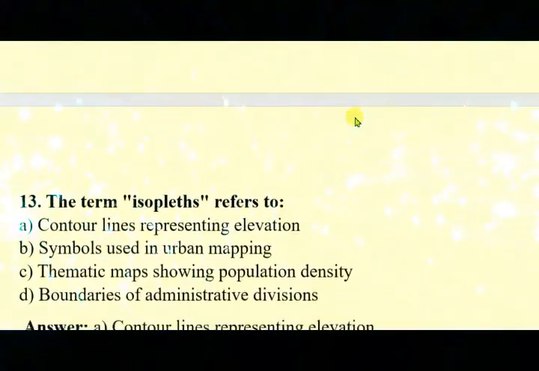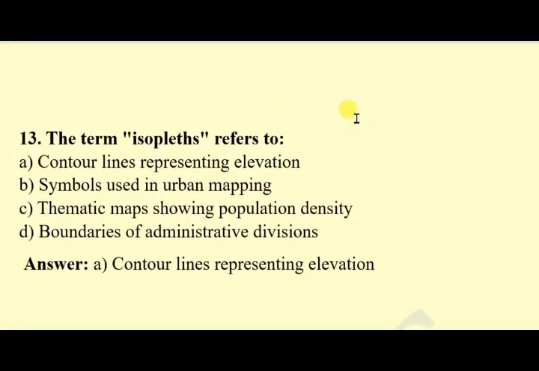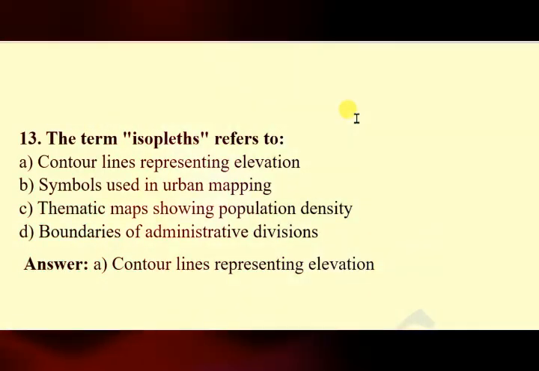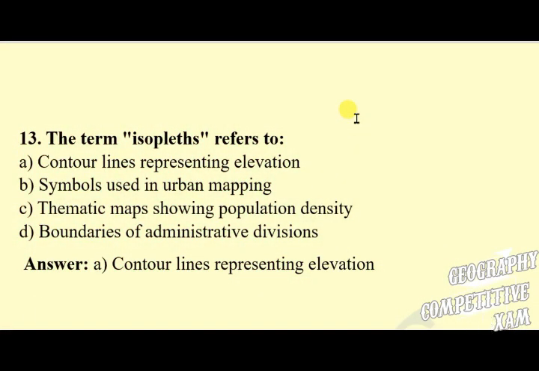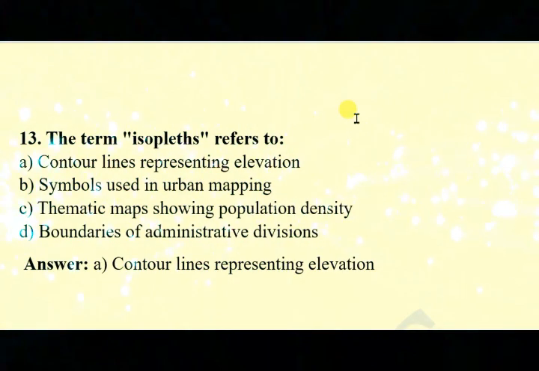Question number 13. The term isopleths refers to contour lines representing elevation, symbols used in urban mapping, thematic maps showing population density, or boundaries of administrative divisions. Here the right answer will be contour lines representing elevation.